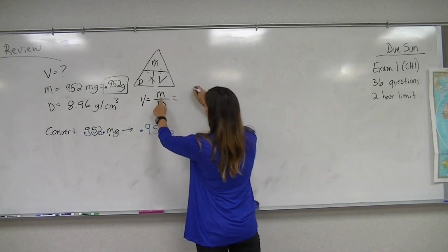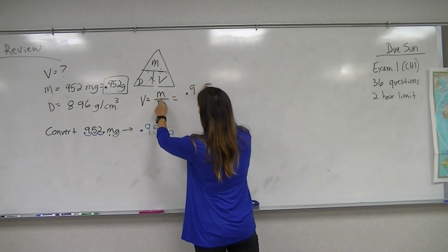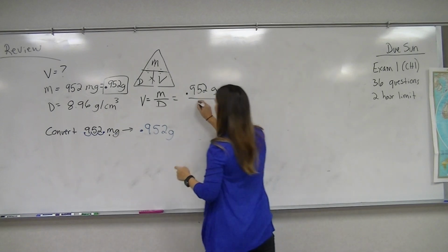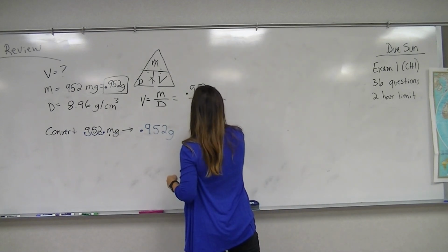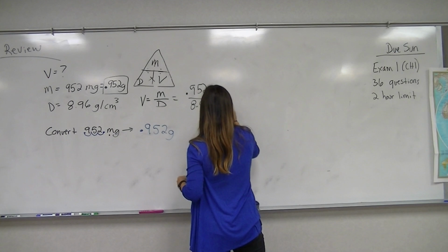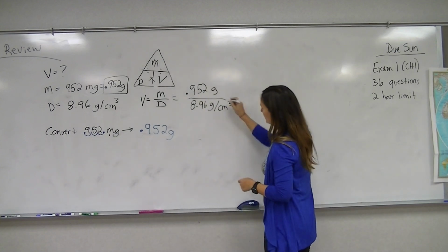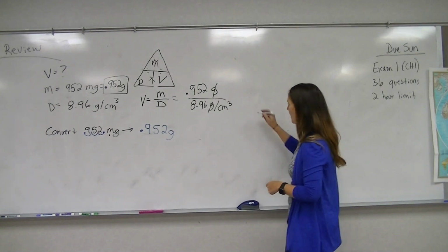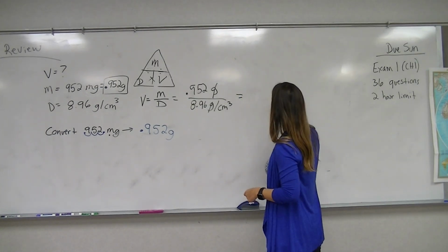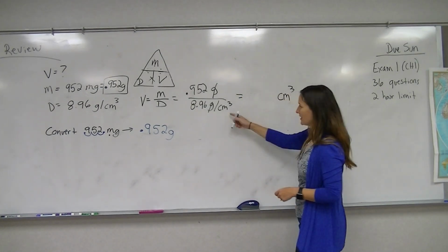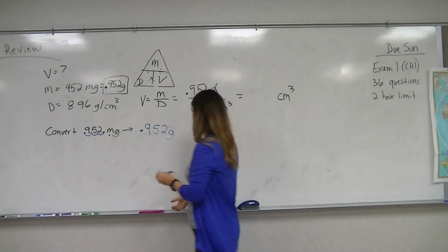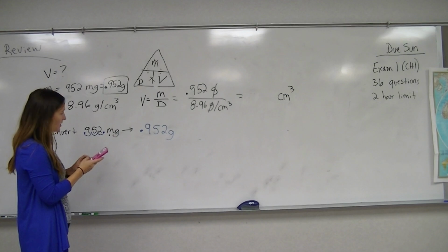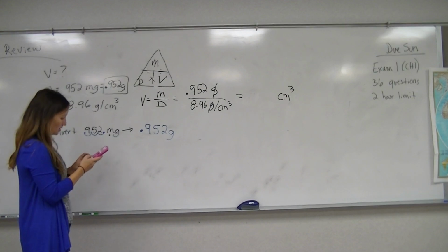So my mass on top, 9.952 grams. My density on the bottom, 8.96 grams per centimeter cubed. Notice grams cancel, they're on opposite sides of that horizontal line. So my units, when I'm done, are going to be centimeters cubed, because that's the only units left. Okay, so let's calculate this out and then write the correct sig figs, because we don't want to forget about those.